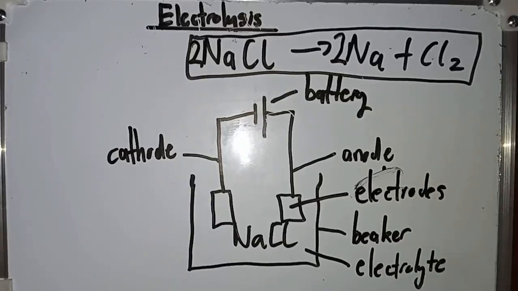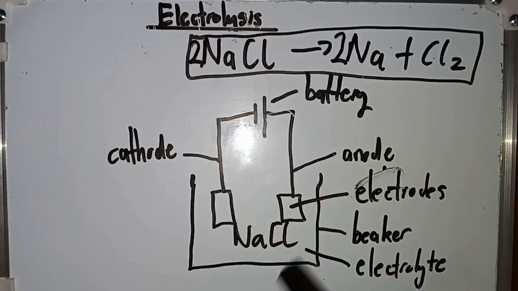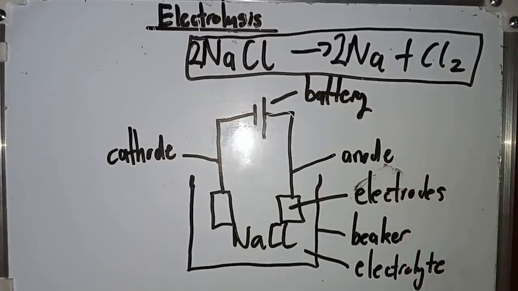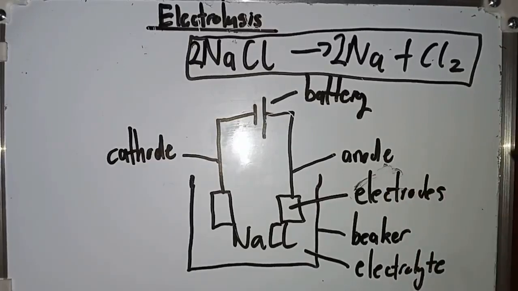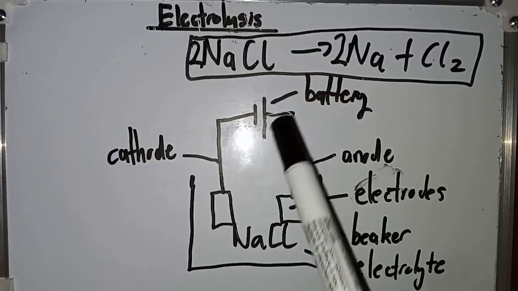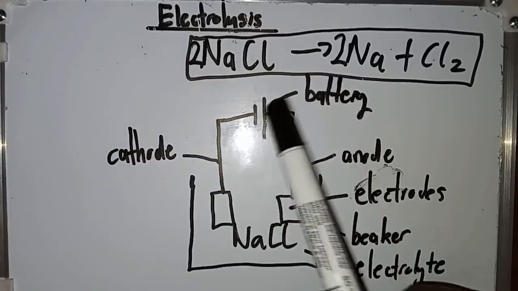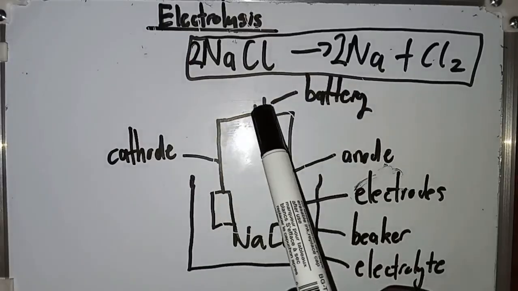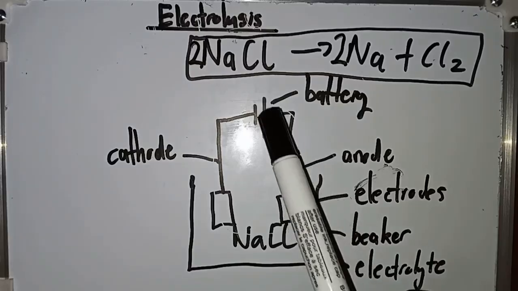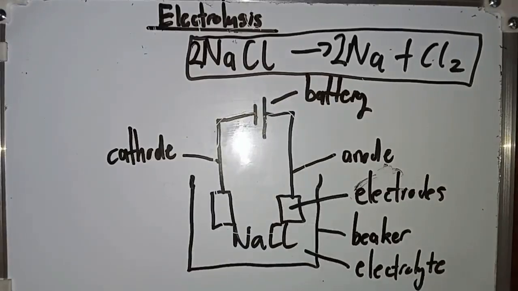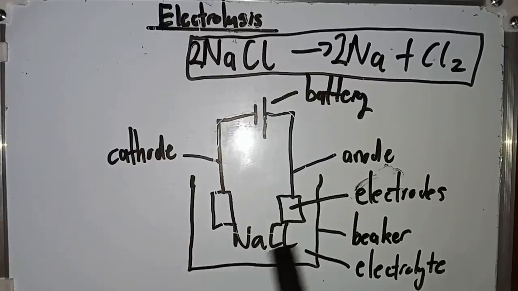They can be of carbon or platinum. So these are electrodes, carbon electrodes or platinum electrodes, whatever material you want to use, but we'll get into that later. So electricity moves from what? From the positive to the negative. And the electrons move from the negative to the positive. That's when decomposition of sodium chloride happens.